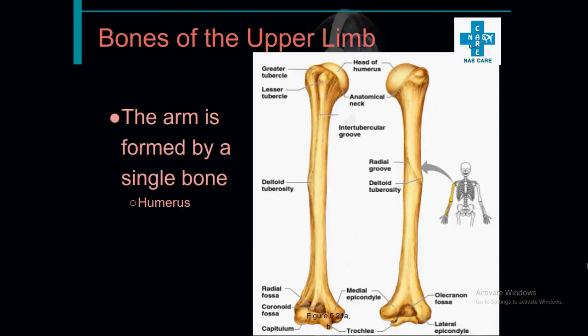Bones of the upper limb. The arm is formed by a single bone, the humerus. We saw the humerus bone here. Look, head of the humerus, greater tubercle, lesser tubercle, anatomical neck, intertubercular groove, deltoid tuberosity, radial fossa, coronoid fossa, capitulum, trochlea, lateral epicondyle, olecranon fossa, and here we have the medial epicondyle. Why do we say medial? Why do we say lateral? We say medial because it's near the center of the body.